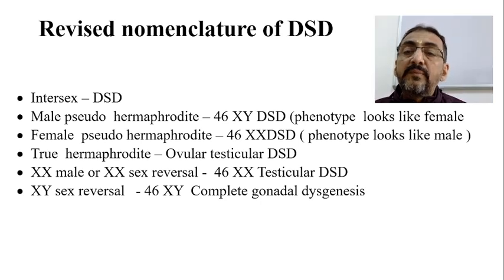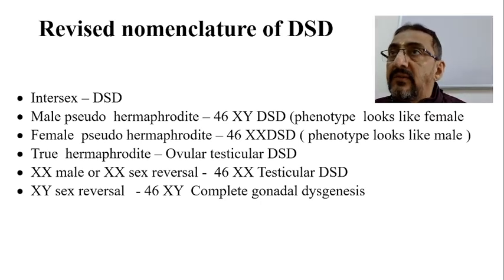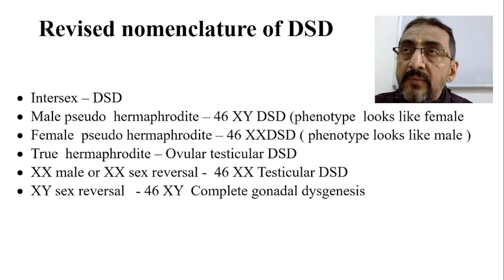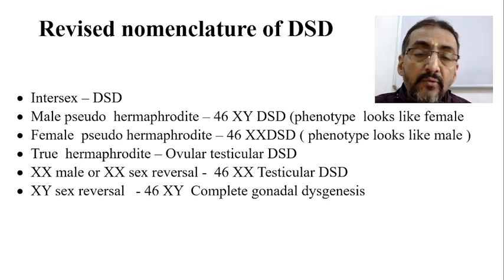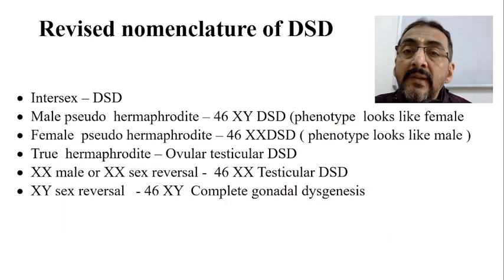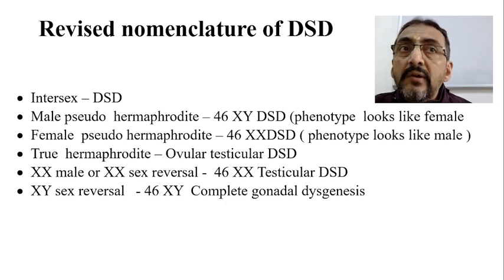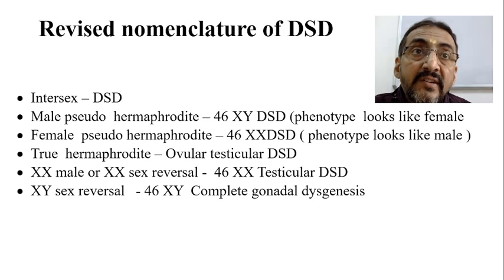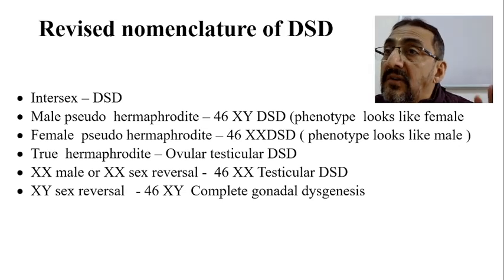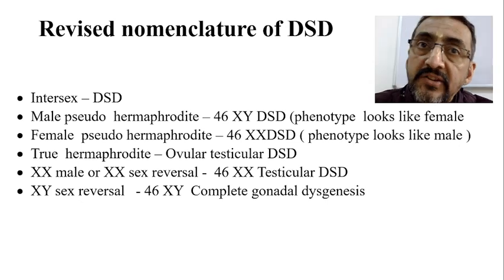So we should know these particular terms. Previously those words were used, but nowadays this is the revised nomenclature and those words are not used. From the next class onwards we will see what exactly happens in relation to genetics, the testes and ovary, and the hormones, how this differential sexual development takes place, and what the causes are. The details we are going to see in the coming classes.